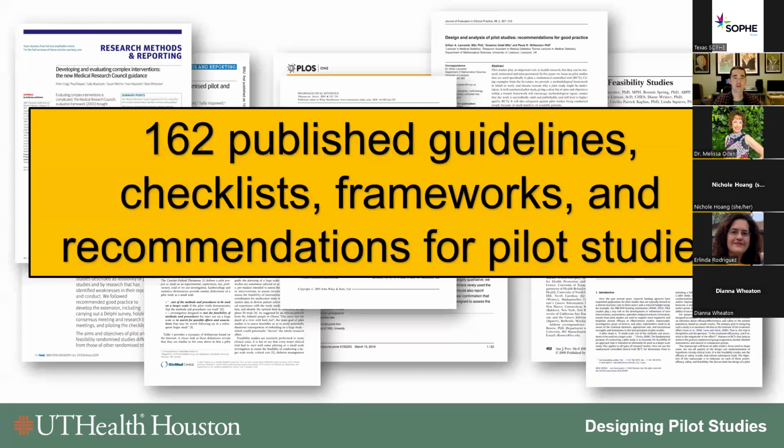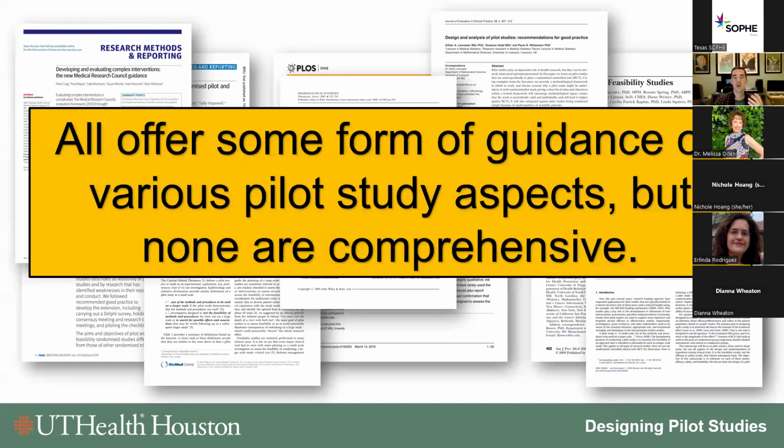And the problem with this, the sheer number of these guidelines, people were using them, but what we found that they had to do was kind of piece together different aspects of pilot studies from these different publications. So some publications may offer guidance on how to recruit and retain participants. Some may offer guidelines on how to report your pilot study when it's done. Some may focus more on the statistical analysis.